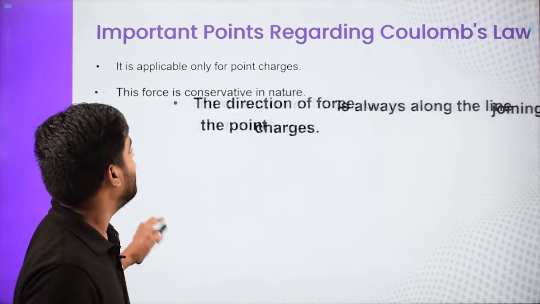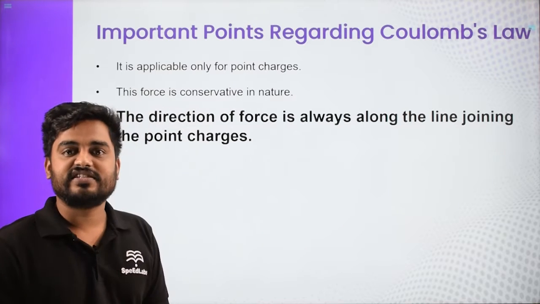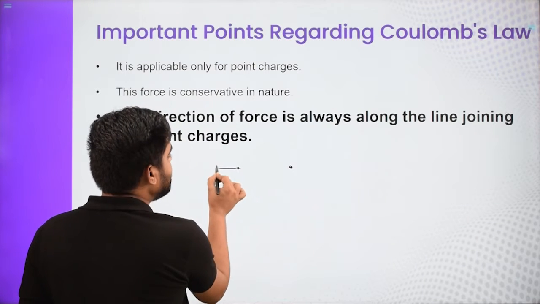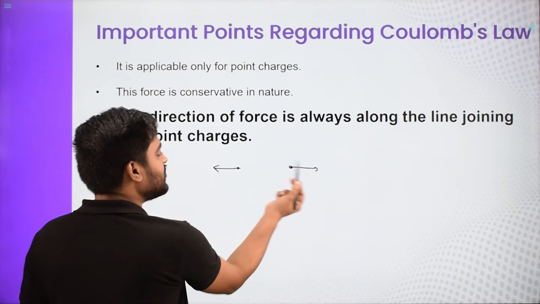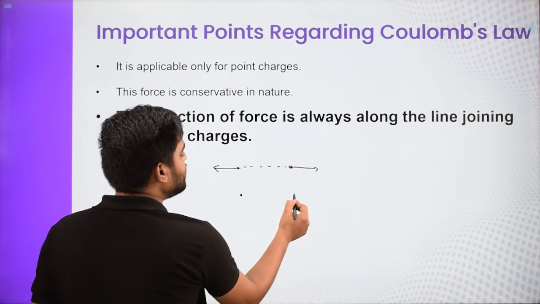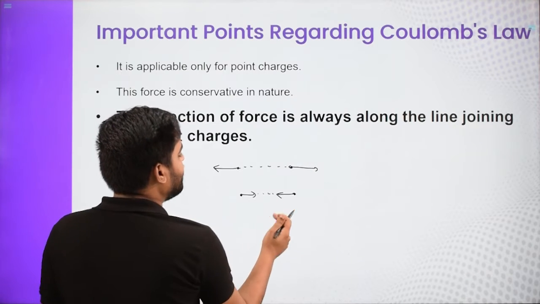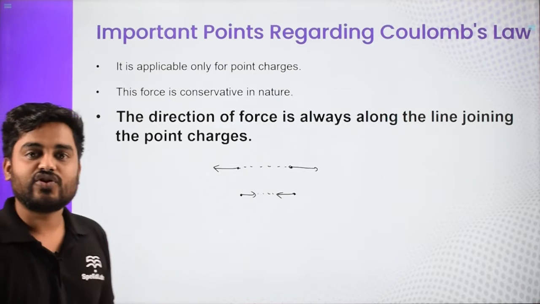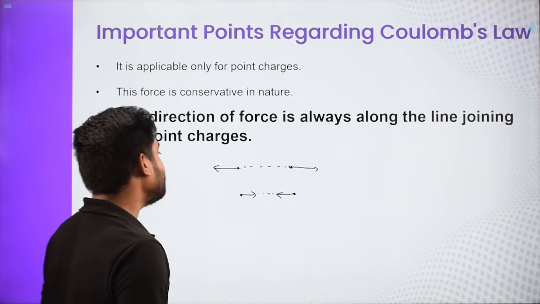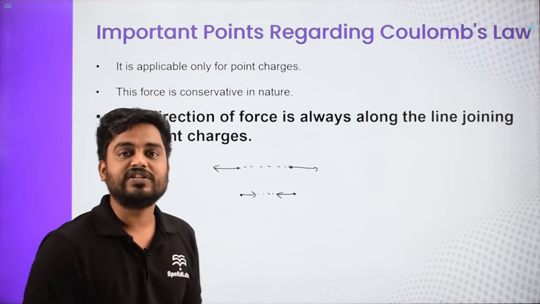Now, the direction of force is always along the line joining the point charges. So, if these are two like charges, then they will repel each other. So the direction of these forces is away from each other along the line joining them. And if these two are unlike charges, then they will attract each other. Again, the direction of these forces is along the line joining them. So the direction of these forces is always along the line joining them. It might be away or it might be towards each other. That depends on the nature of the charges.